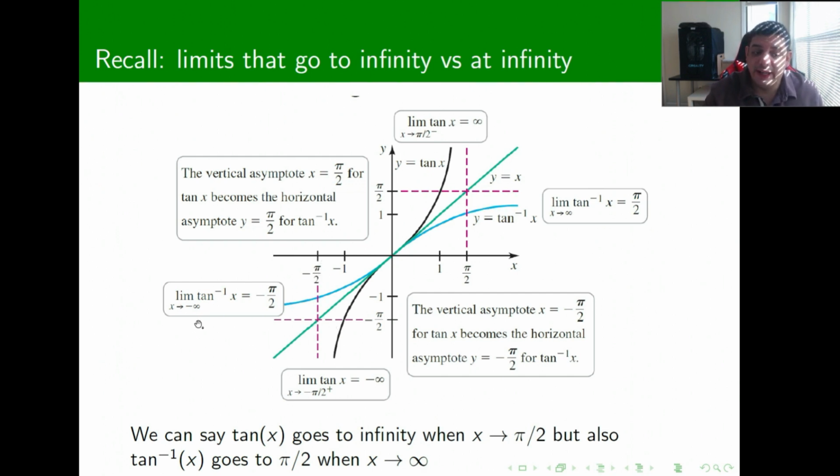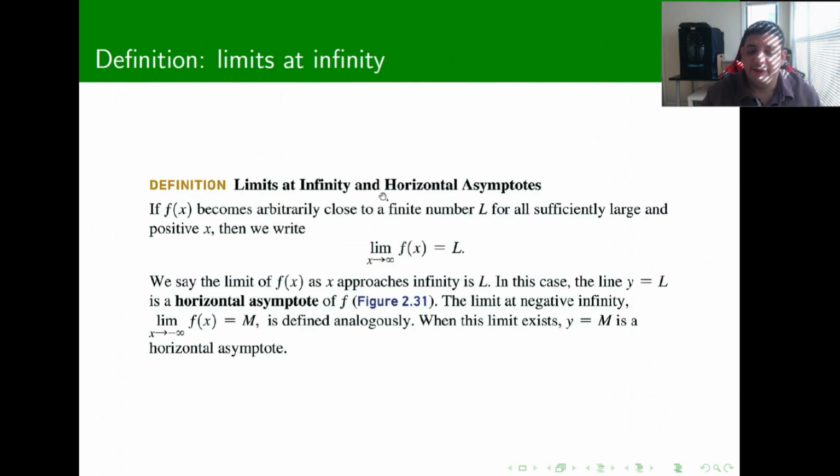So you can see now here the difference. These are limits at infinity, and these are limits that go to infinity. In this section, we're going to focus more on the limits at infinity. So we're going to take a limit when x goes to infinity or when x goes to minus infinity. Let's see the definition of this and the notion of horizontal asymptotes.